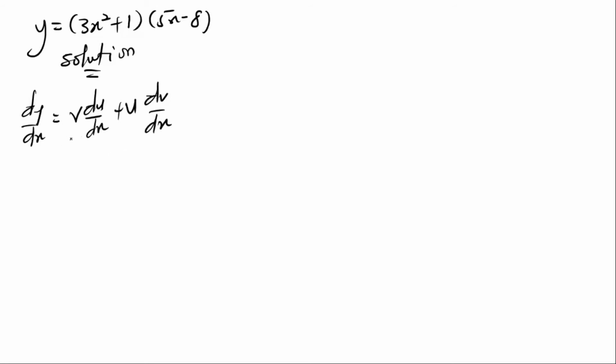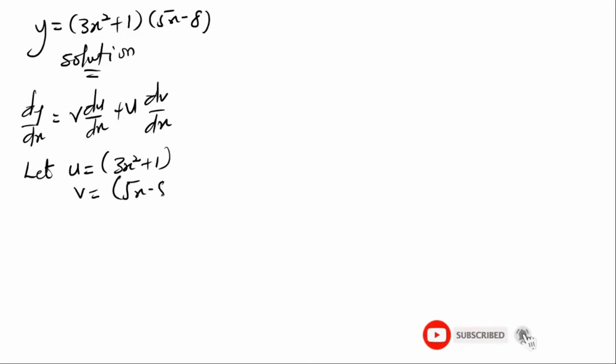Once we quote it, we now have to make sure we find each of these individual variables that we quoted in the product rule, and then we can be able to solve the function. So to solve this, we say let u be equal to the first function, so we have 3x squared plus 1, then v be the second function, so we have 5x minus 8.